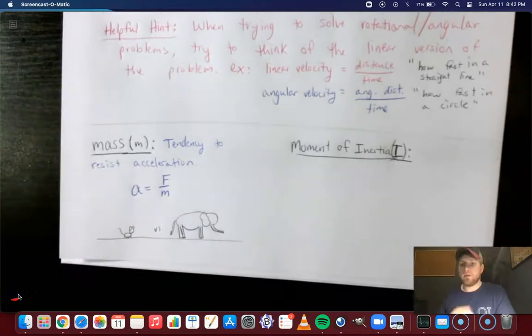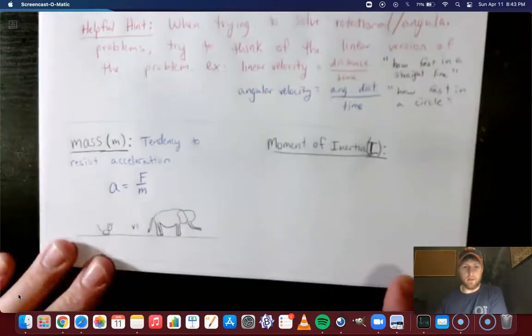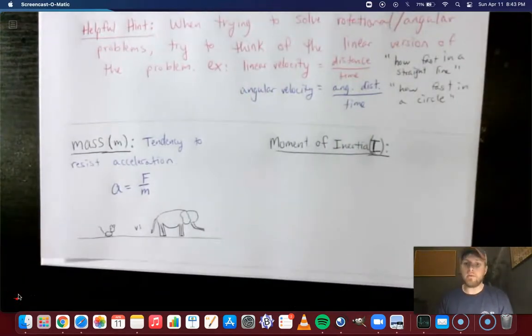If you have a big M on the bottom with the same force, your acceleration is quite small. This is our first exercise in thinking about how we take something like mass, which is a linear quantity, and think about it in terms of rotation. Let's take our little trick from earlier and just add the word angular in. So whereas mass is the tendency to resist acceleration, the moment of inertia of an object is its tendency to resist angular acceleration, and this is actually a pretty good way to think about it.